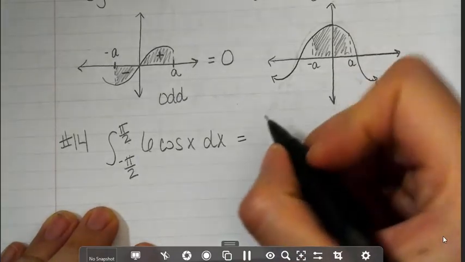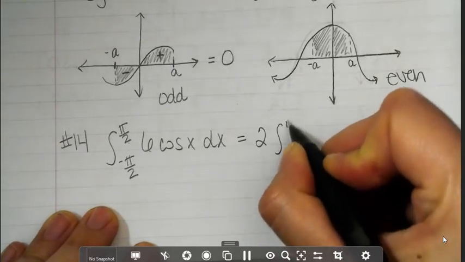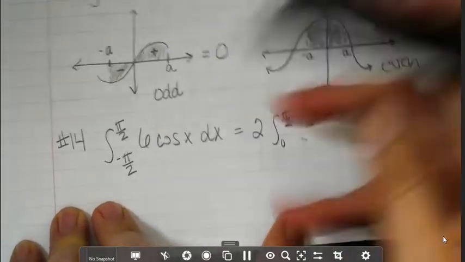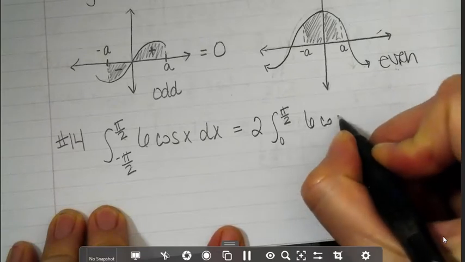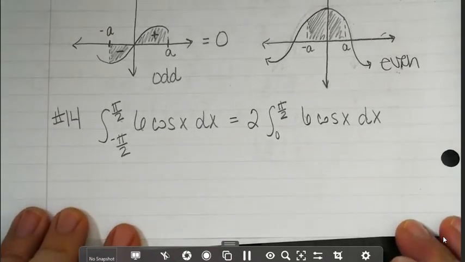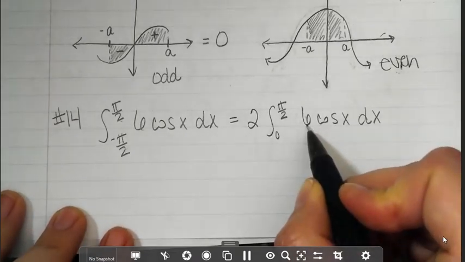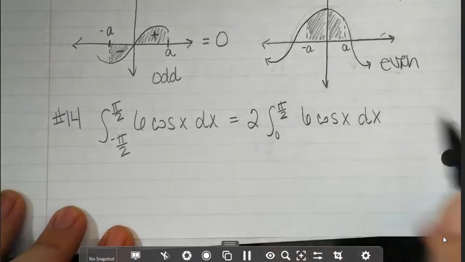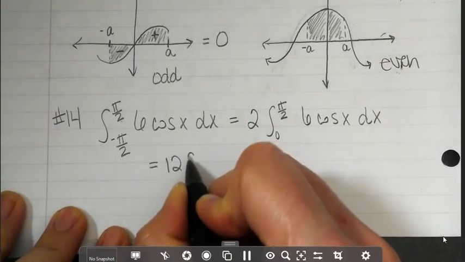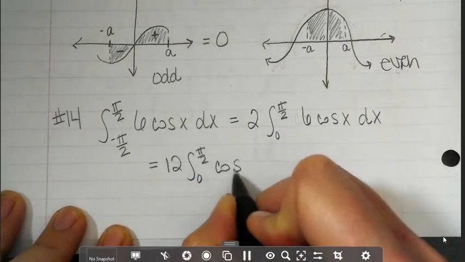So this is going to be the same thing as doubling the integral from 0 to pi over 2 of 6. Let me put 6 out there. Okay, and then there's one more thing I can do here, just like I did with derivatives when I'm doing antiderivatives, right? I can also pull out that constant. So really, this is going to be 6 and 2, that's going to be 12, times the definite integral from 0 to pi over 2 of cosine x dx.